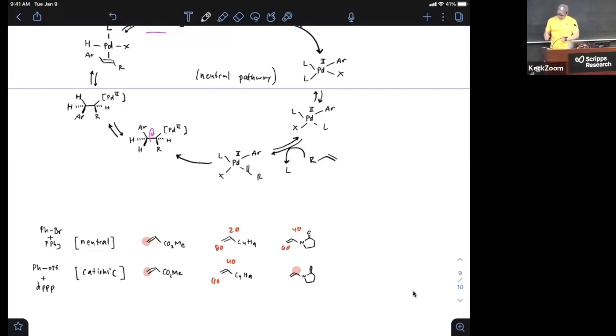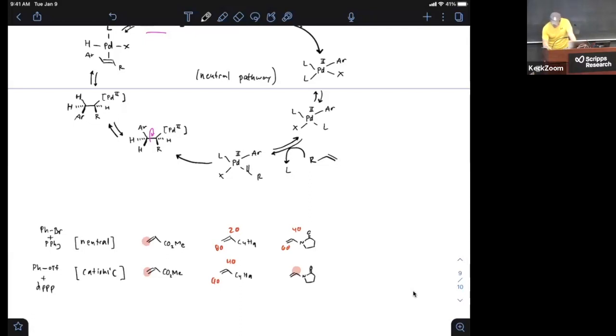And there's a means by which you can read out which pathway you're in, neutral or cationic, and that's by looking at the regioselectivity with a select collection of coupling partners, somewhat analogous to what we looked at in the Spencer U test in terms of metal hydride additions. So the neutral pathway and the cationic pathway will both reliably add aryl groups to the terminal position of acrylates and related acceptors. We see regiodivergence when it comes to neutral olefins.